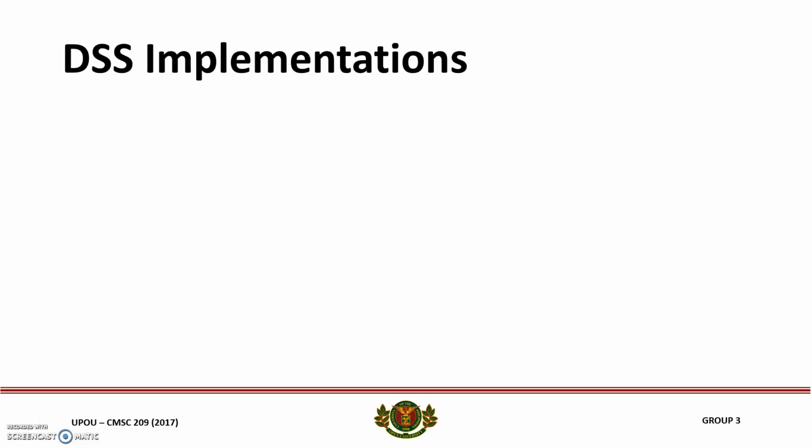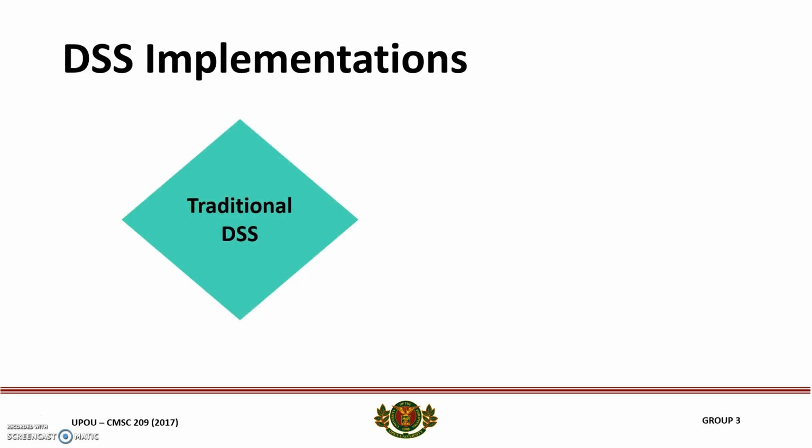DSS is a system that supports a single manager or a relatively small group of managers working as a problem-solving team by providing information or suggestions concerning specific decisions. DSS as a system can be defined as an interactive information technology-based system that help decision makers utilize data and models in making their decisions. The two common DSS implementations are traditional DSS and organization DSS.